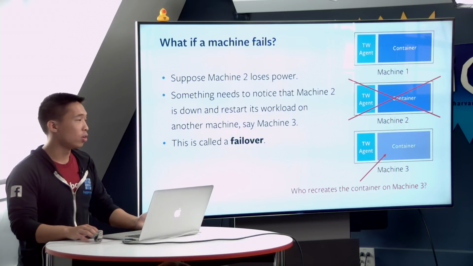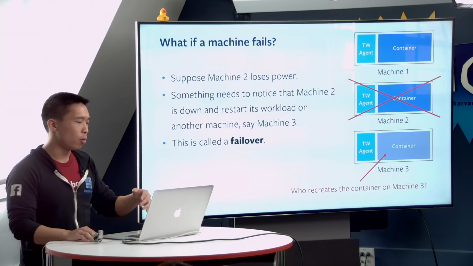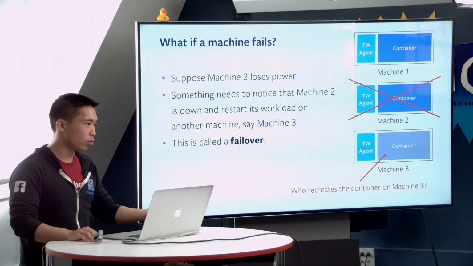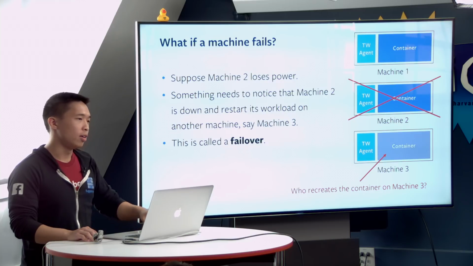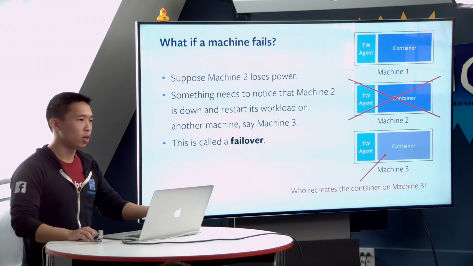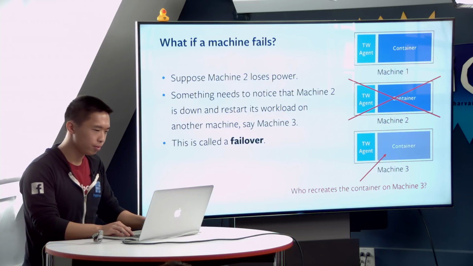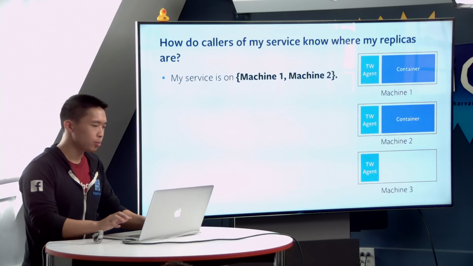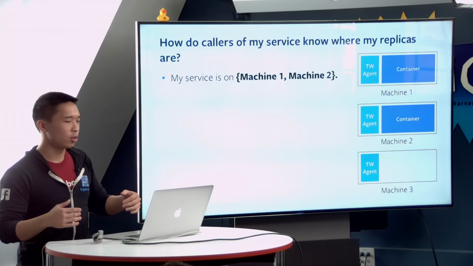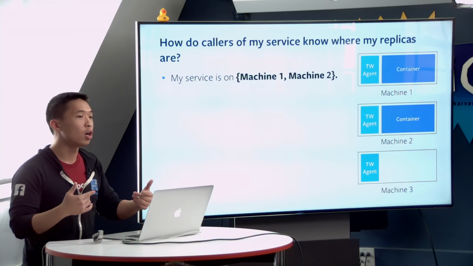So ideally, some component would have all this logic and do all this automatically for me. And this problem is known as a failover. So when real-world failures happen, we want ideally to be able to restart that workload on a different machine, and that's known as a failover.